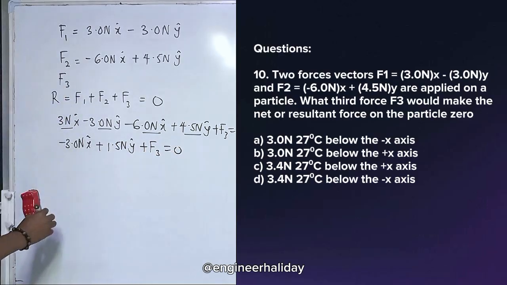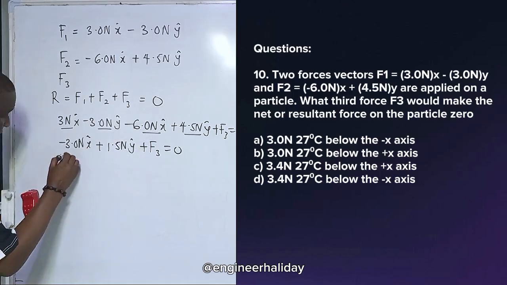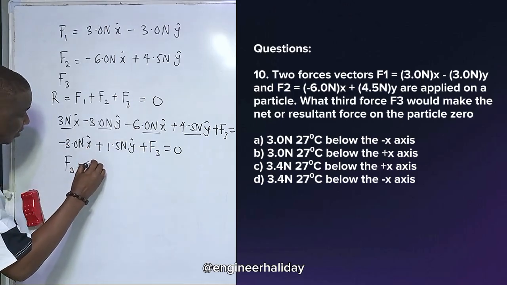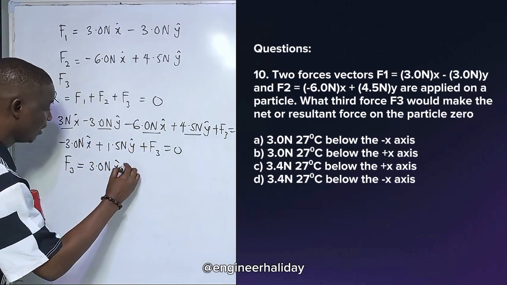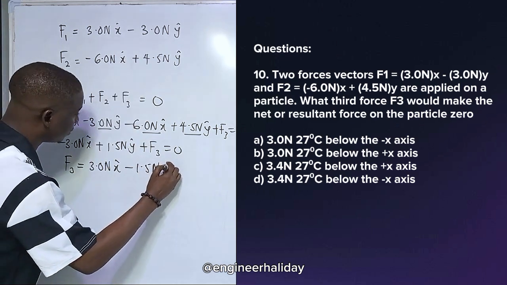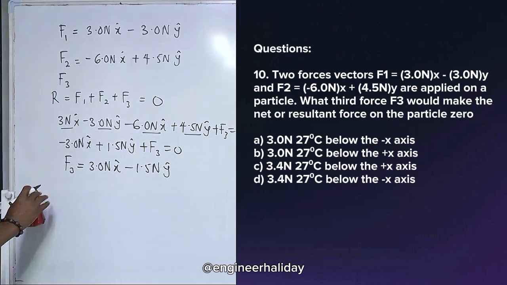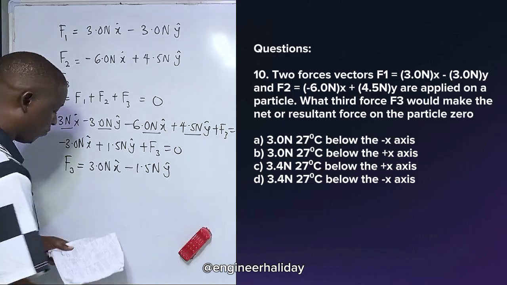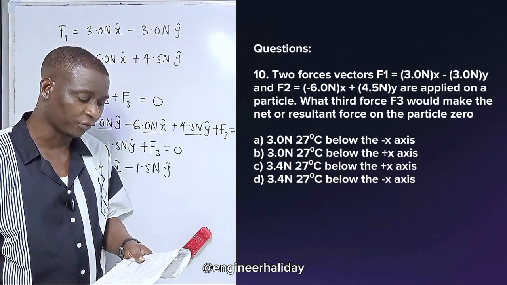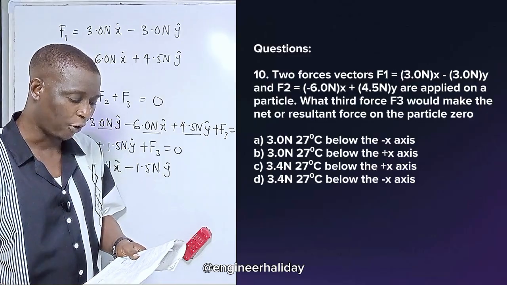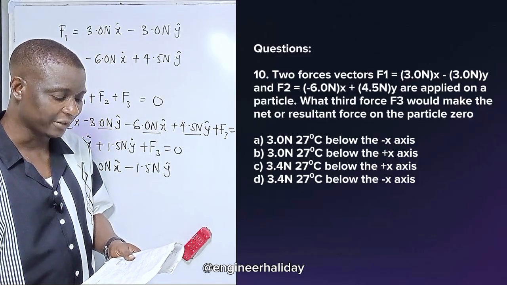Now let's make F3 the subject of the formula by taking them there. So we're going to have F3 equal to 3.0 Newton x̂, if you take the minus it becomes plus, minus 1.5 Newton ŷ. That is F3 now, that is the force. But they asked what is the third force F3 that will make the net force equal to 0.